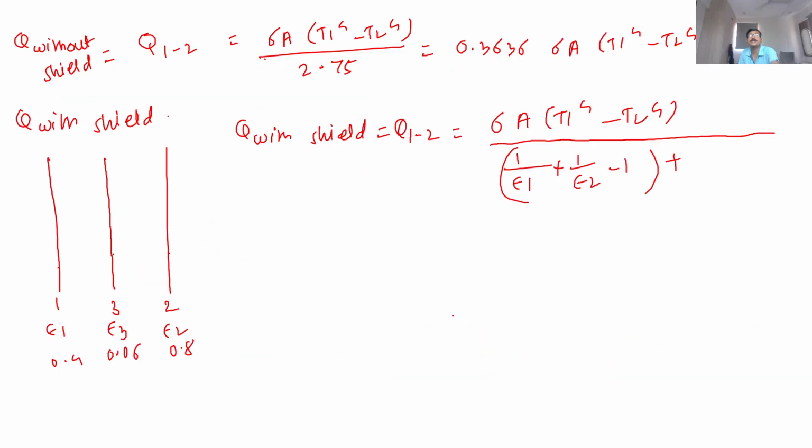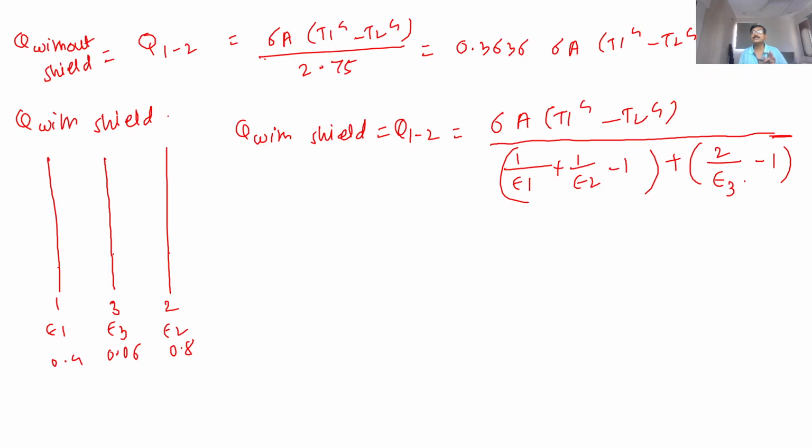Same formula I have written. But because of one shield, one more bracket is introduced, and that is 2 by epsilon shield. Shield means I have numbered the shield as 3 here. So 2 by epsilon 3 minus 1. This bracket is because of one shield. Okay. So 2 by epsilon 3 minus 1. 3 means one shield, which we have numbered as 3.